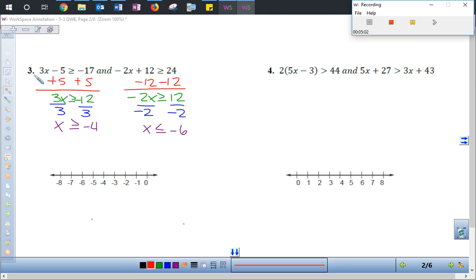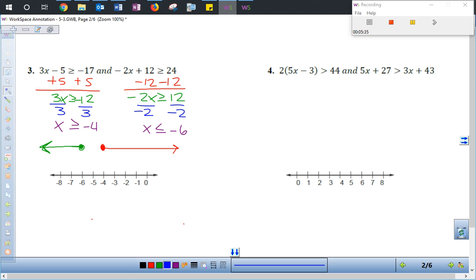Hopefully, when you solve number 3, the first one, you get x is greater than or equal to negative 4. In the second one, when we divide by a negative, remember the symbol switches, and it's x is less than or equal to negative 6. Now, let's start by graphing our helper graphs. So, x is greater than or equal to negative 4 is going to be a closed dot over negative 4 with an arrow going to the right. And x is less than or equal to negative 6 is going to be a closed dot over negative 6 with an arrow going to the left.